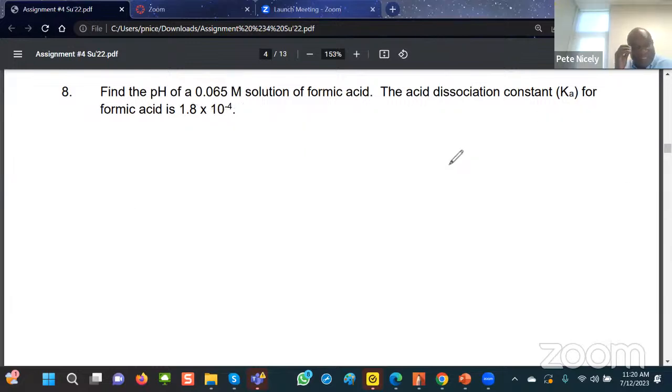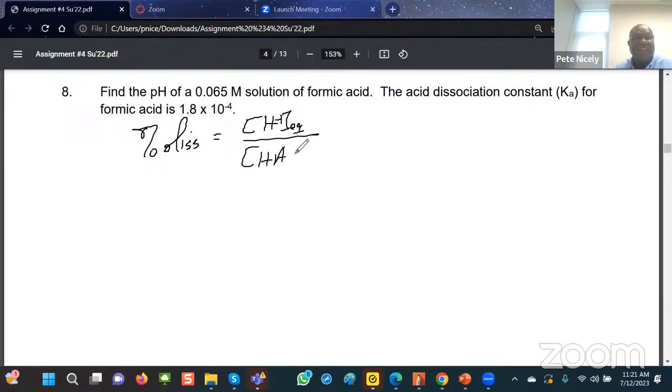So how do we test the assumption? Well, there's a thing called percent dissociation that we need to calculate. So let me tell you what percent dissociation is. This can apply to weak acids and weak bases, but in the case of weak acids, the percent dissociation would be equal to the concentration of H plus at equilibrium divided by the initial concentration of the acid that you start off with, times 100%.